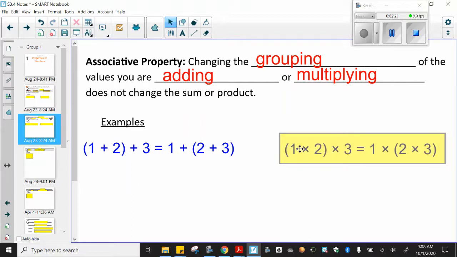And then same thing with multiplication. We could do 1 times 2 to get 2, and then multiply that by 3 to get 6. Or I could do 2 times 3 to get 6, and multiply that by 1 to stay 6. Okay? Remember, it's going to be associative property when you see the parentheses, right? You want to rule out some other stuff to make sure, but if I see parentheses, I would start with the associative property.